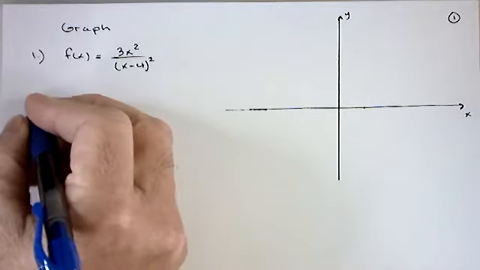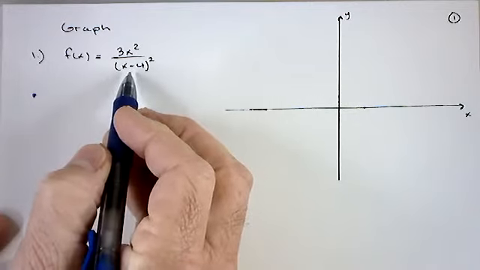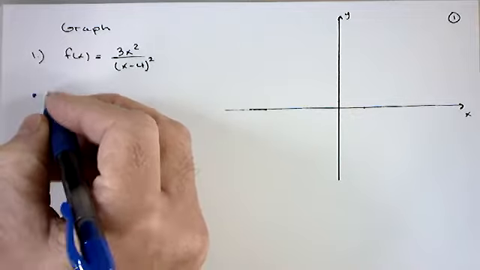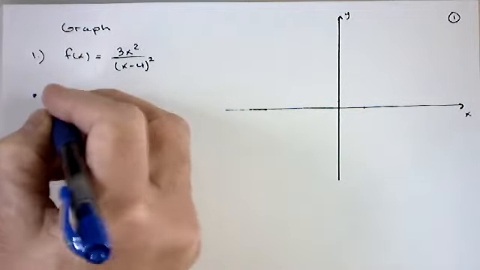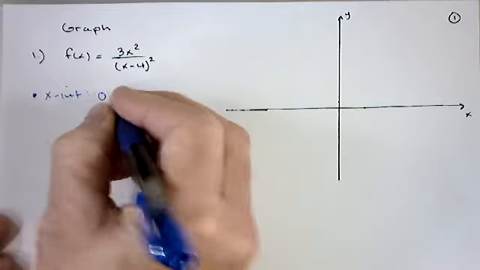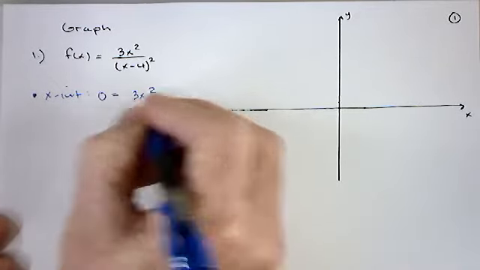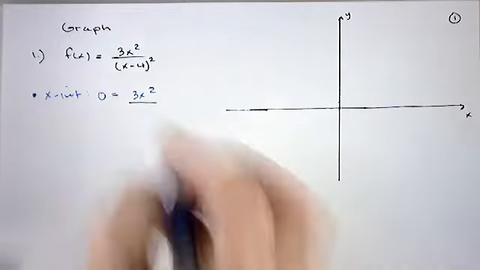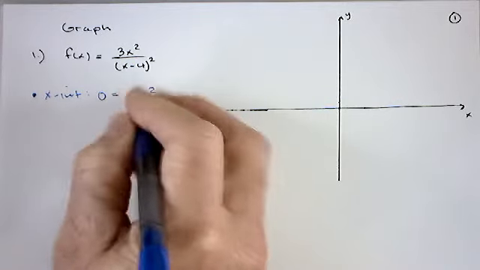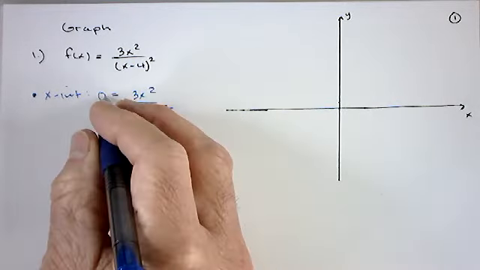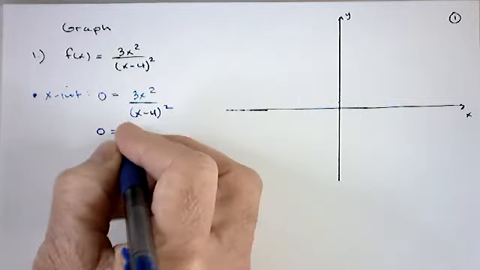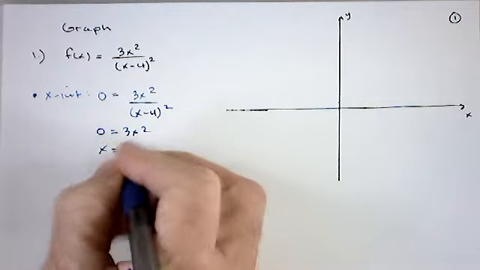Okay, so let's start with, if I'm graphing a rational function, I like to start with the intercepts. In particular, I always start with the x-intercepts because that's when you're setting y equal to 0. And when you set a fraction equal to 0, it's the numerator that's going to make it equal to 0. This would just multiply over and become 0. So 0 equals 3x squared. And that's going to give me x equals 0.